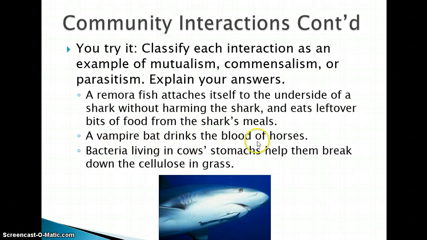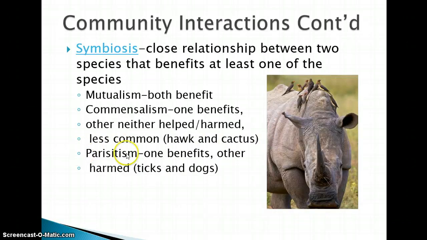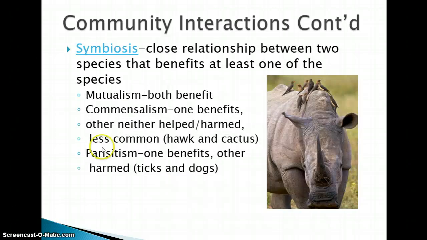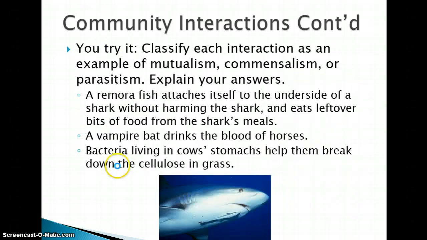A vampire bat drinks the blood of horses. That's parasitism. One benefits, the other is harmed. Bacteria living in a cow's stomach help it break down cellulose in grass. That's mutualism. Bacteria get food, and the cow gets the cellulose broken down.